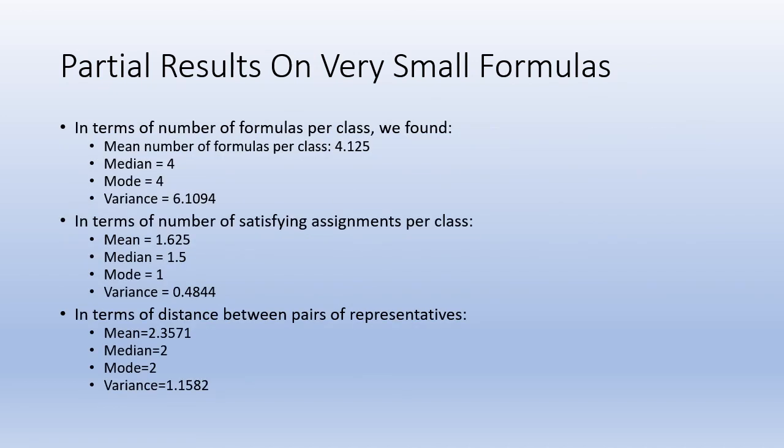In this slide, we can see the moments for some of the relations of interest for us. In terms of number of formulas per isomorphism class, we found classes containing 8, 4, 2, and 1 formulas, with the most common number being 4. In terms of number of satisfying assignments, we found classes with 1, 2, or 3 satisfying assignments, with the most common number of satisfying assignments being 1. In terms of distance between pairs of representatives, we found pairs of representatives at a distance 1, 2, 3, and 4 from each other, with the most common distance being 2.